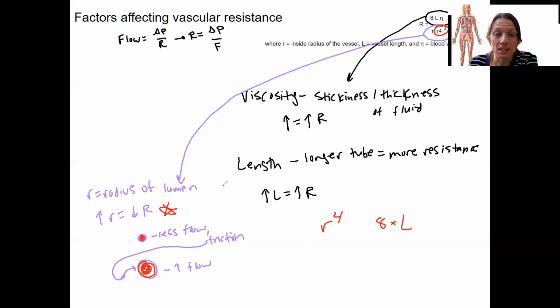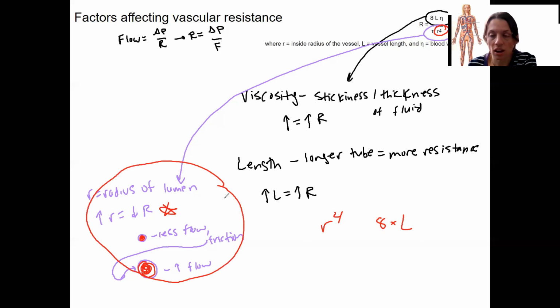This is also important because this is the thing that our bodies can regulate and change. That is going to be vasoconstriction and vasodilation. So this can be rapidly changed in the body to allow for regulation of blood pressure. And that's what we'll see. This is the way our bodies regulate blood pressure, the main way.